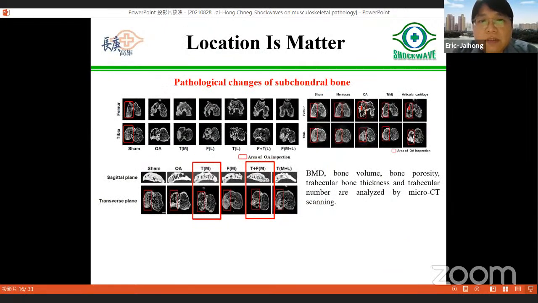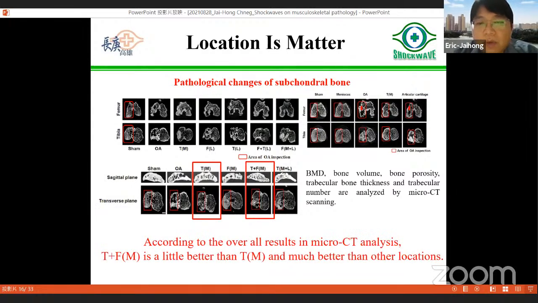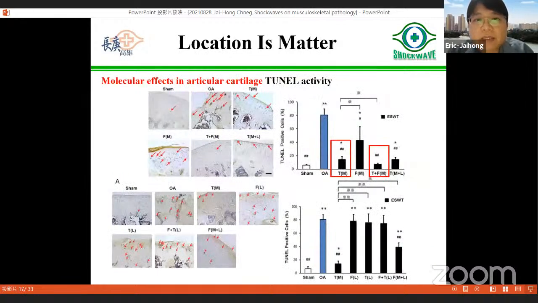Next, we want to see the pathological change of the subchondral bone, and we use micro CT to analyze. You can see we analyzed the bone mineral density, bone volume, bone porosity, trabecular bone thickness, and trabecular number. Here we found, according to the overall result of the micro CT analysis, the medial femur and tibia is a little better than the medial tibial condyle, and much better than other locations.